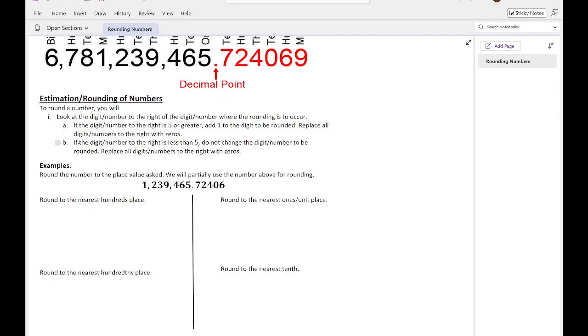Or two, if the digit to the right is less than 5, do not change the digit to be rounded, just leave it alone. But you still replace all the digits to the right with zeros. So those are the steps. Those are what you need to do, just two things.